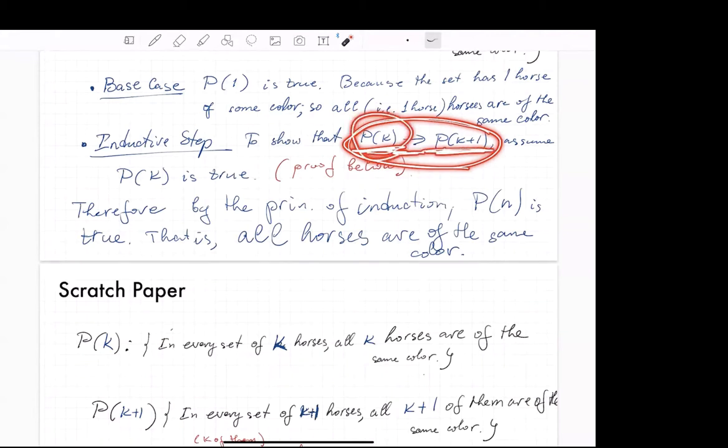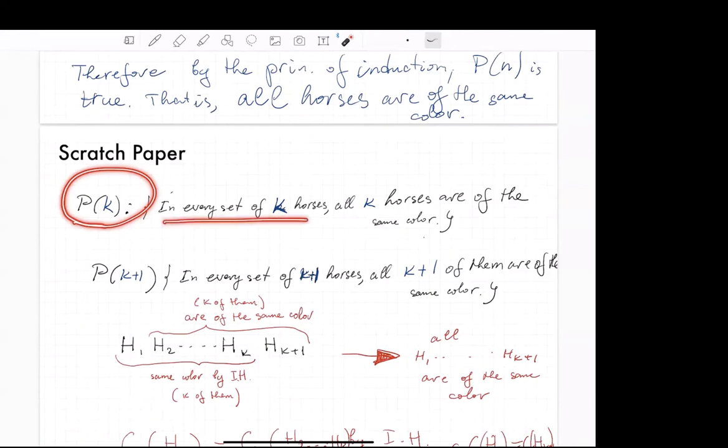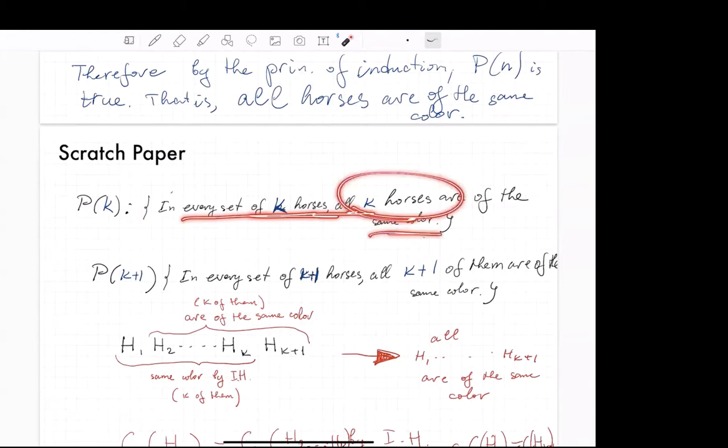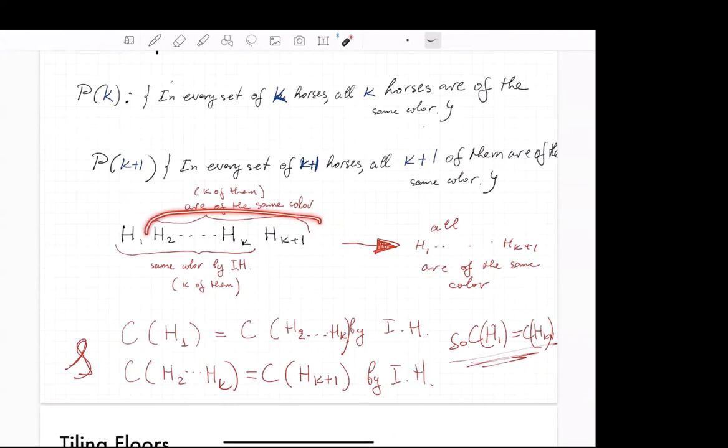So let's assume that all k horses are of the same color. That's what this is saying. If we assume that every set of k horses you take in the world, all of them will be of the same color, right? Are these k horses? Do I have k horses? I've given them the indices, but do you agree that I have k horses here? Yeah. Okay.